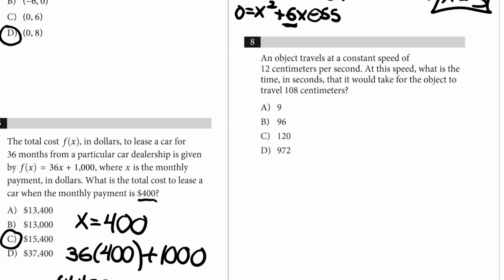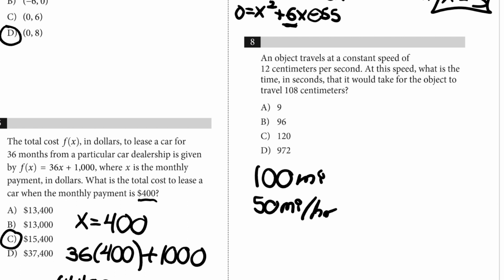Number 8, an object travels at a constant speed of 12 centimeters per second. At this speed, what is the time in seconds that it would take for the object to travel 108 centimeters? So first I'm going to give you an example. Let's say we're going to travel 100 miles and we're traveling 50 miles per hour.